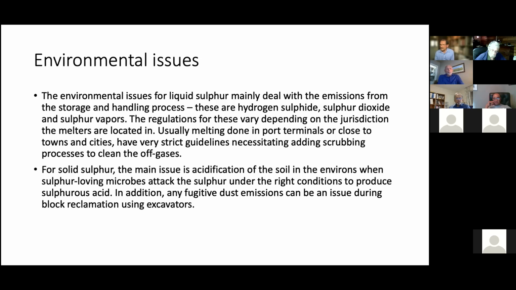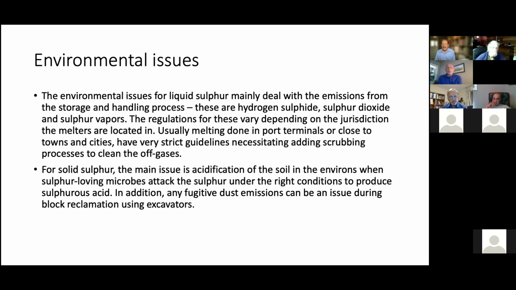On the solid side, with these blocks, the main issue is the acidification of the soil, as well as fugitive dust emissions when you start to reclaim the block by using excavators. And the biggest issue is acid formation. When you have sulphur-loving microbes, which are ever present, Thiobacillus oxidans they call it, ever present in the environment, and under the right conditions, say 10 to 50 degrees and moisture, which happens in summer here, you have acid formation, and the runoff is quite acidic.